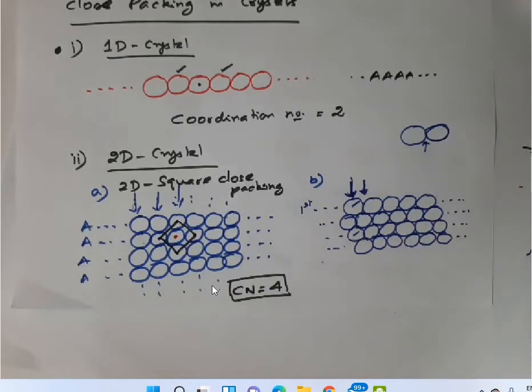I have just drawn this through my hands, so the picture is not so exact. But if you take spherical balls and place them like this, first row atoms eclipse the third row atoms, third row atoms eclipse the fifth row atoms. Like that it exists. Similarly, second row atoms eclipse the fourth row, and fourth row atoms eclipse the sixth row.